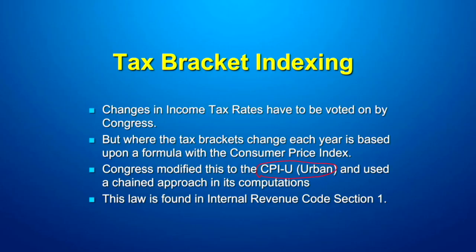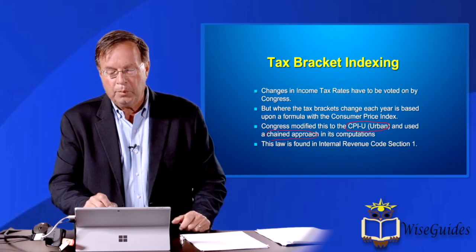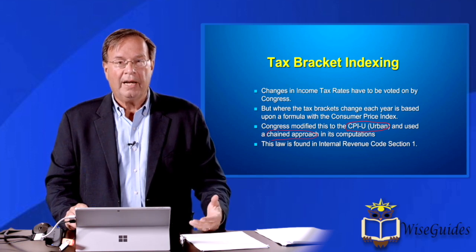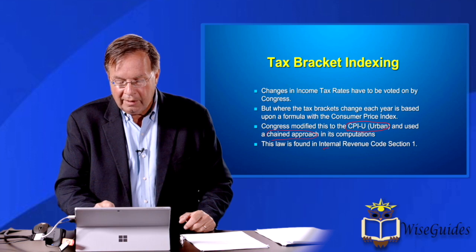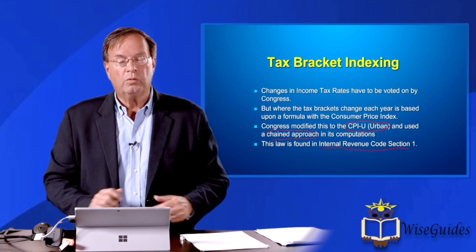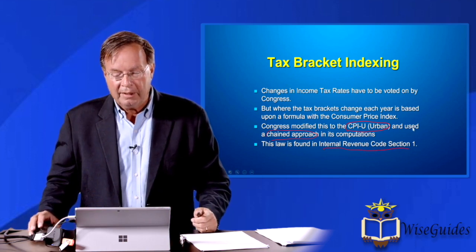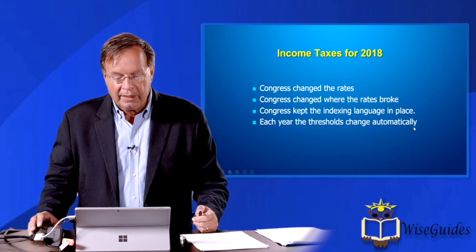And they use what's called a chained approach to do its computations. None of this is really important, but what is important is that they use the CPI Urban Index for that. And you can find this in Code Section 1 of the Internal Revenue Code. You don't have to bury it. It's not hidden someplace. We can all see it.